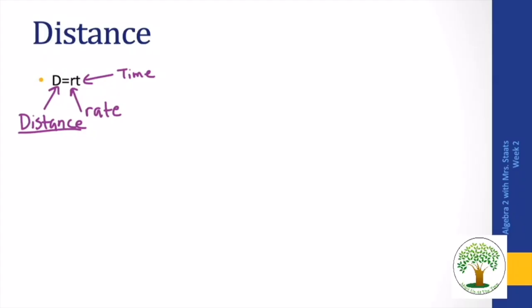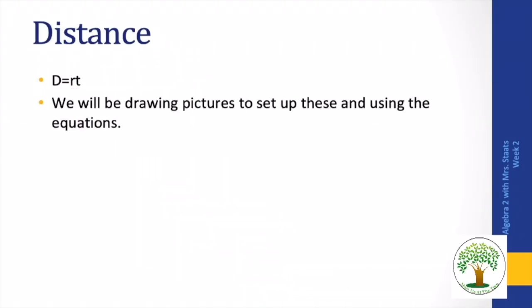We will be drawing arrows, and if you want to put ships when they're ships, or people walking when they're walking, that's up to you. But we will be drawing pictures to set these up, and we'll be using equations. We will be using this distance equals rate times time to do these. Has anybody seen problems like this before? Something like it, a little bit? Okay, that helps me to know who's where on this. You don't have to have prior knowledge to do this.